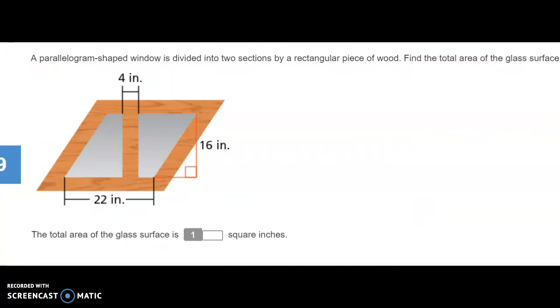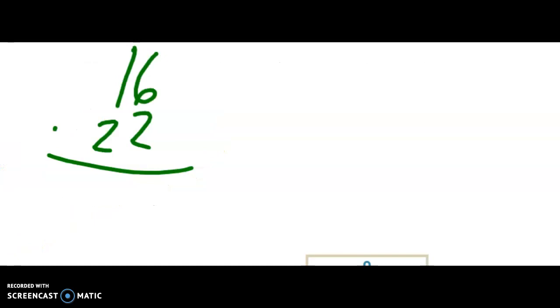Okay, this may be a problem that you might want to slip away from, but just bear with it for a minute. There's a parallelogram-shaped window, and it's divided into 2 sections by a rectangular piece of wood. So what they want us to do is find the area of the window, which is a parallelogram, and then just take away the 4 times 16, which is the part that's in the middle, the wood divider. Okay, so let's go ahead and multiply 16 times 22.